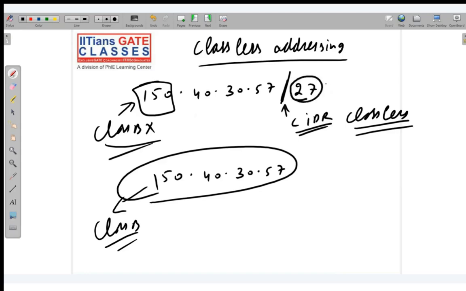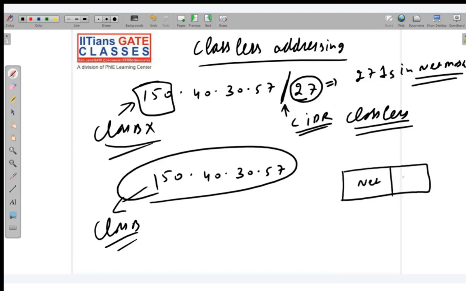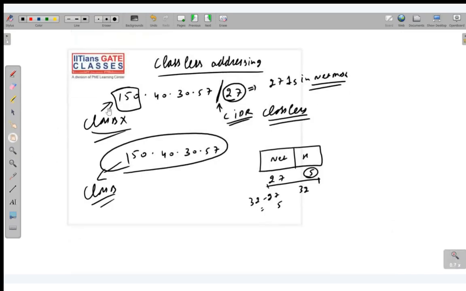So /27 means 27 ones in the net mask. So you can roughly think that the net ID is of 27 bits. Net ID is of 27 bits, so the host ID will be 32 minus 27, which comes out to be 5. So the total is 32, and 5 bits are the host ID. Now they will ask simple questions like what is the first address, the last address, the net mask, and so on, everything they will ask.